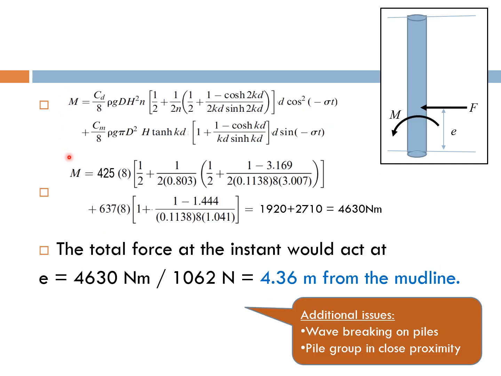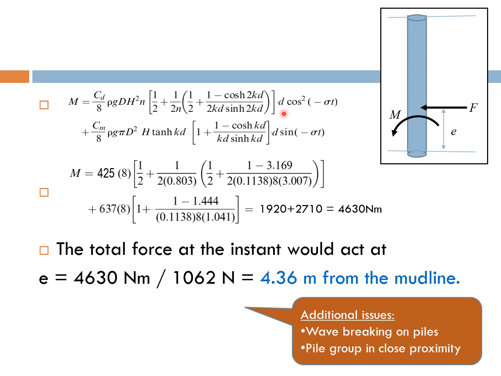We proceed to apply the equation for the total moment on the vertical pile. Again, we just substitute in all the values that we already found out. We remember that this part here and the cosine term here combined is the 425 that we get in the previous slide, and this part here and the sine term here is the 637, which we get on the previous slide.